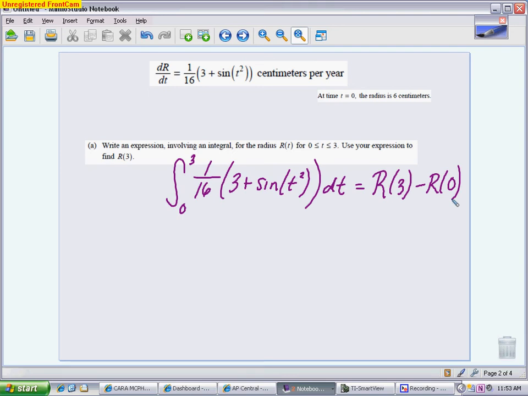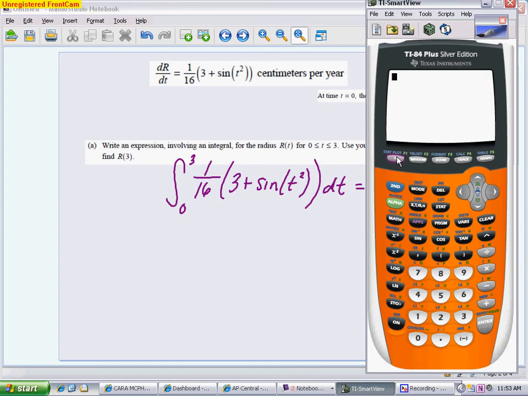Here's where your calculator comes in. So right at this point, I'm going to go to my calculator, I'm going to go to y equals, and I'm going to type in my dr/dt into y1 so I can have it stored there for the rest of the problem. Make sure you type it in correctly. You don't want to miss points because you didn't have it typed in correctly. So 1/16 times (3 plus the sine of x squared). And I'm going to quit out of that. I'm going to figure out what the integral value of that is. So using math 9, going from 0 to 3. Put in that equation, so using that vars menu.